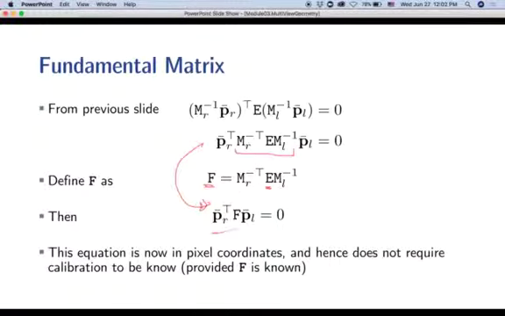And now what can I do with this equation? This tells me that you are given 2 images. You pick a pixel in the first image in pixel coordinates, which is easy to pick. And then through this relationship you will get the line in the second image that this pixel must correspond to, somewhere along that line.